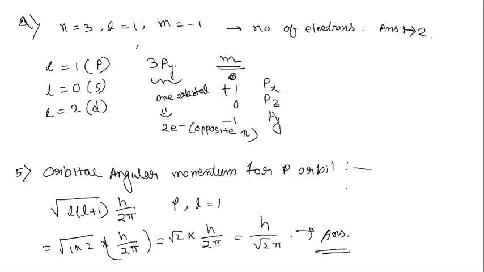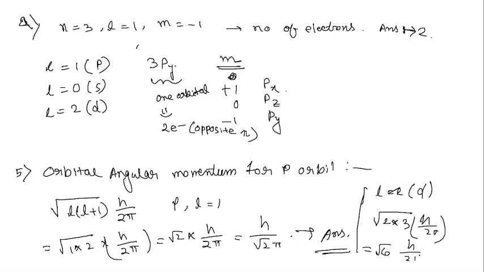For p orbital l equals 1. If they tell for anything else, let's say l equals 2, d orbital, what will be the orbital angular momentum? Root of 2 into 3, h by 2 pi, which means root 6 h by 2 pi. I think now you could understand. This is the only formula. You have to put the values here.